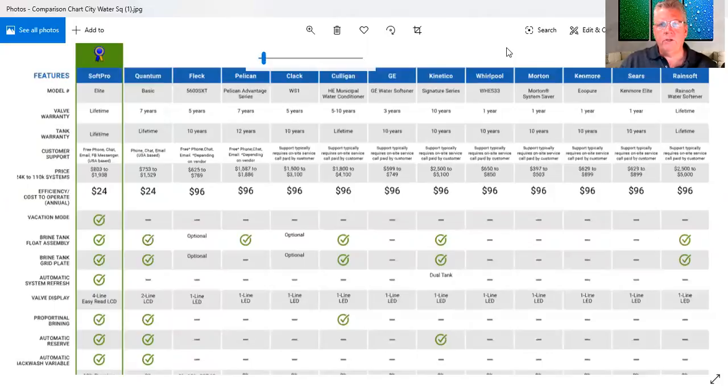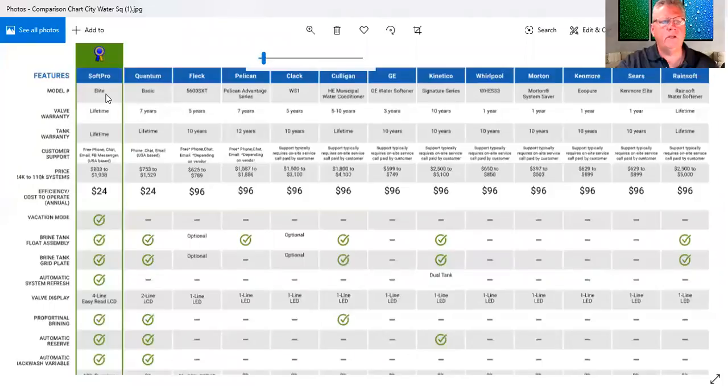We have done a lot of research on the top 13 selling water softeners on the market today and made a comparison chart for you. I'd like to go over those with you to give you a better understanding of what's what and how this works. So we're going to start off with the Soft Pro.